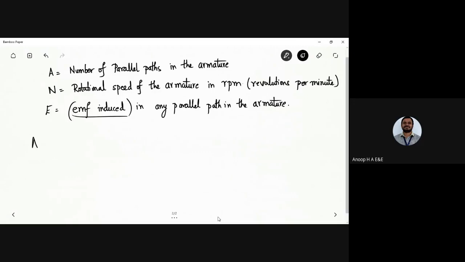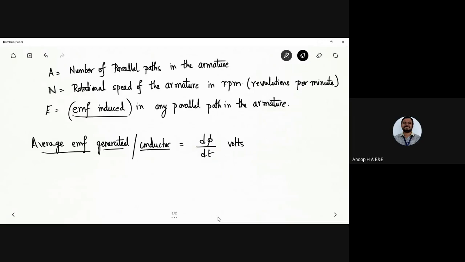Now what do I do to that? I have the average EMF generated per conductor, the average EMF generated for a single conductor. So it is d phi by dt, which is in terms of volts. Now I have n equals 1, so I have d phi by dt, which is volts.